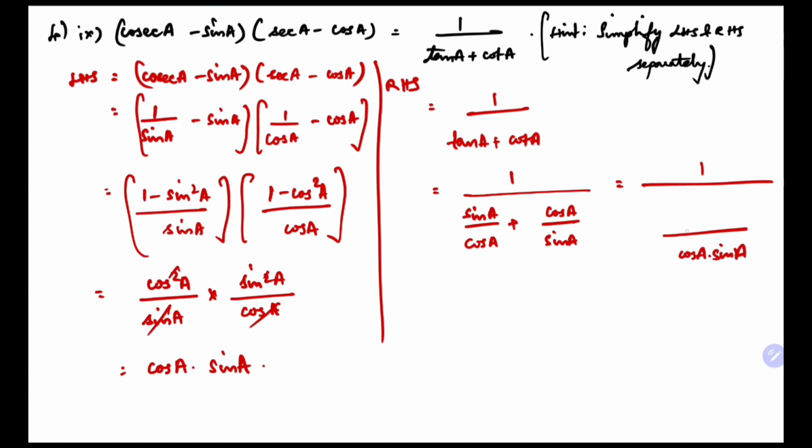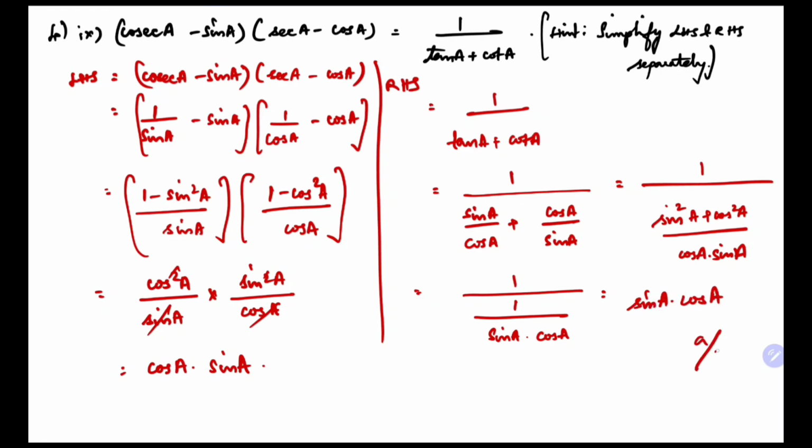We'll get numerator as sin square A plus cos square A. We know sin square A plus cos square A is 1. So we get 1 by (sin A cos A). This can also be written as sin A into cos A, as per the formula, (A by B) by C is equal to A into C by B.